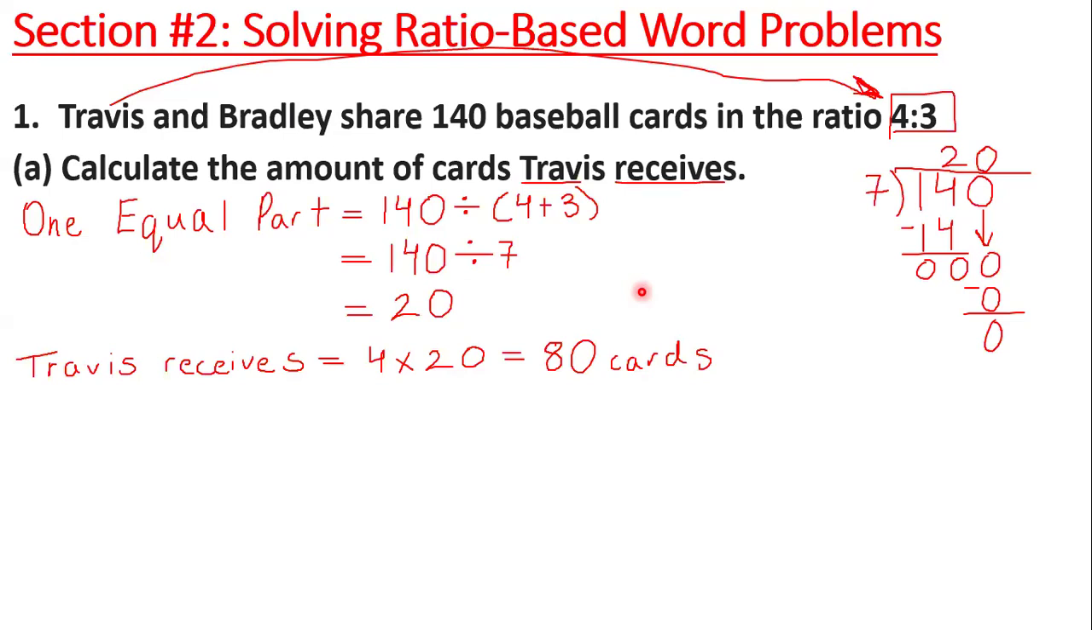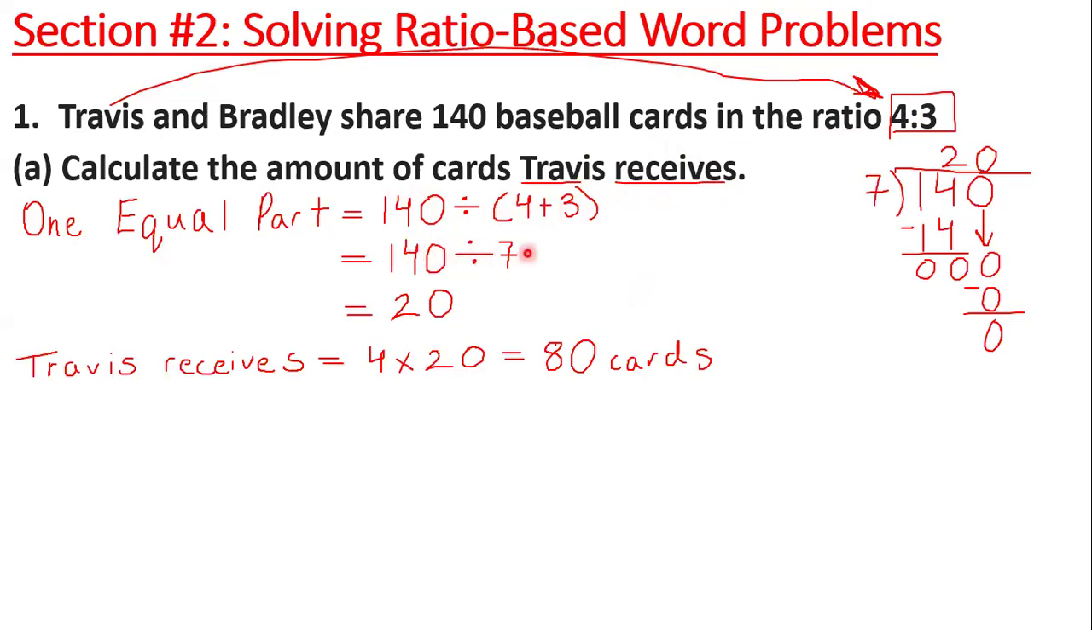Okay, all right. So we have Travis, which is 4 equal parts. So it's going to be 140. We have 140 divided by 4 plus 3. Where do we get the 4 plus 3 from? The sum of the ratios. That's correct. So it's going to be 140 divided by 4 plus 3, and 140 divided by 7.